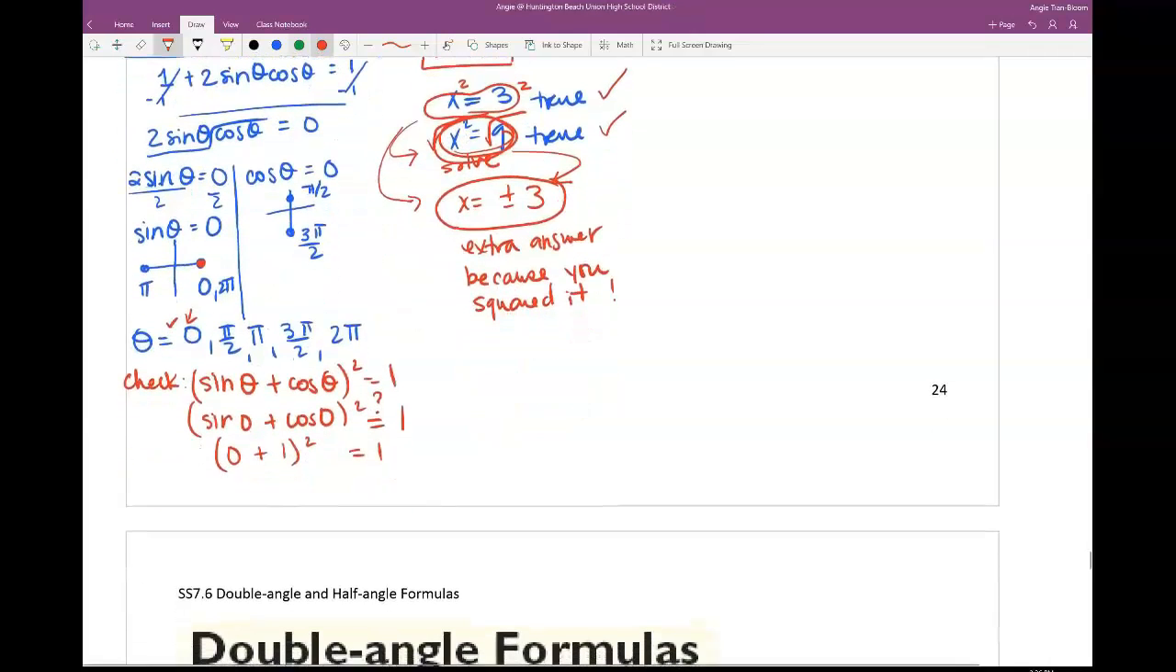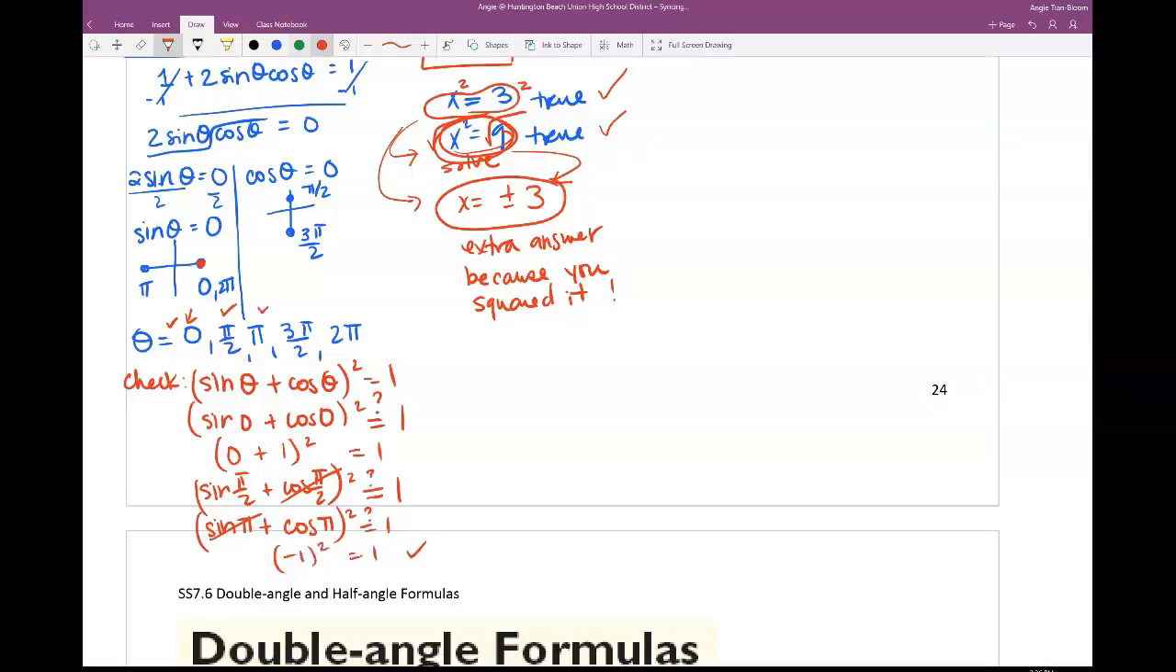How about pi over 2? Sine of pi over 2 plus cosine of pi over 2, everything square equals question mark 1. Well, cosine of pi over 2 is 0. Sine of pi over 2 is 1. 1 square is 1. Check, I can keep that. How about pi? Sine of pi plus cosine of pi, everything square equals question mark 1. Well, sine of pi is 0, so that goes away. Cosine of pi is negative 1. Remember, everything's square. So check, I can keep that.